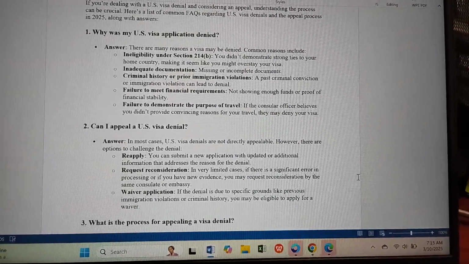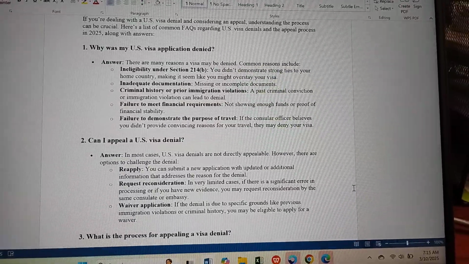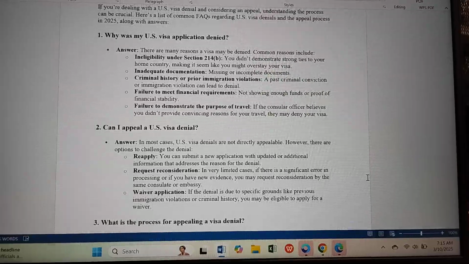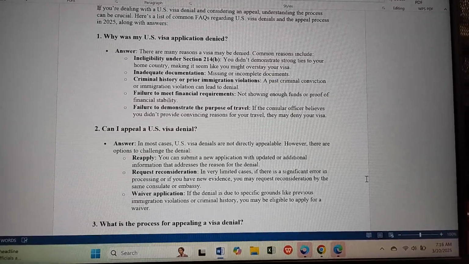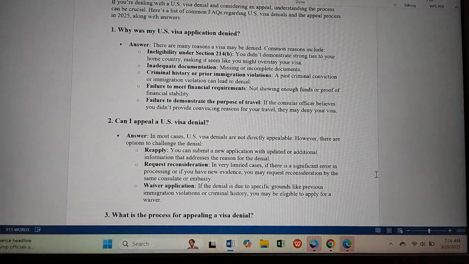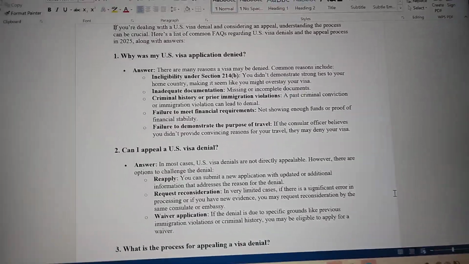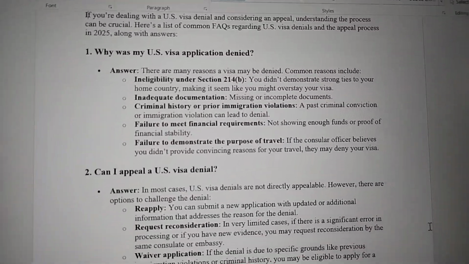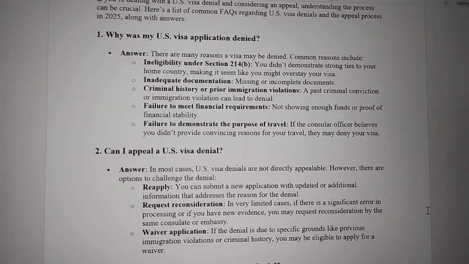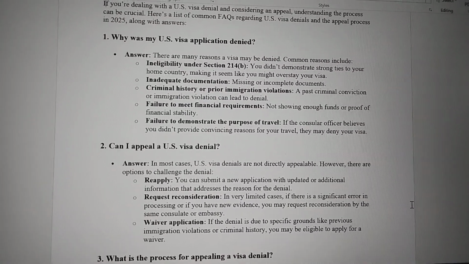Now, for today, I would like us to look at the aspect of dealing with US visa denial. If you are dealing with a US visa denial and considering an appeal, it is very crucial that you understand the entire process. And therefore, we will be going through a list of common frequently asked questions regarding US visa denials and the appeal process in 2025, along with answers.